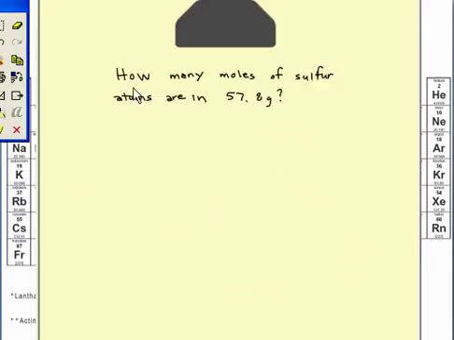Okay, so let's look at this next practice problem. How many moles of sulfur atoms are in 57.8 grams of sulfur? Okay, so pause the slide and see if you can figure it out. And when you get an answer, restart the lecture and we'll go over it.